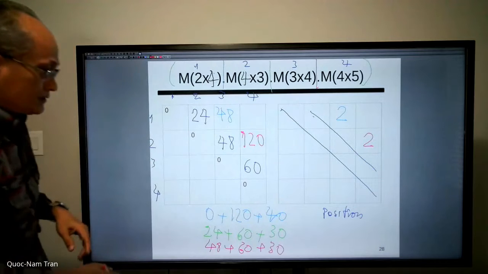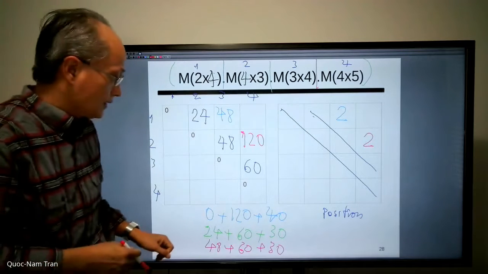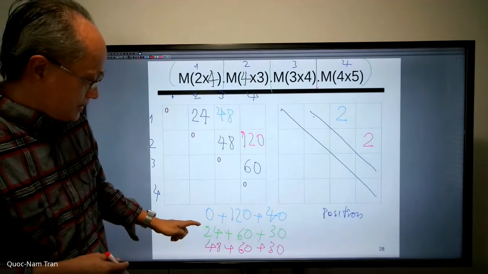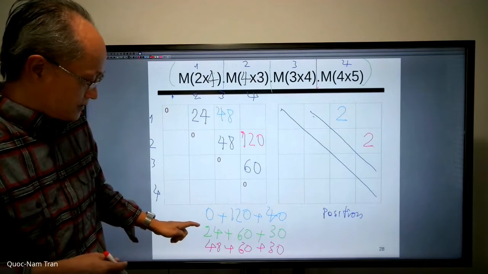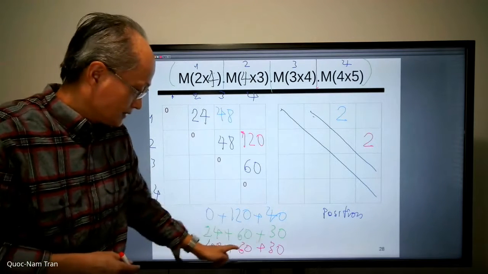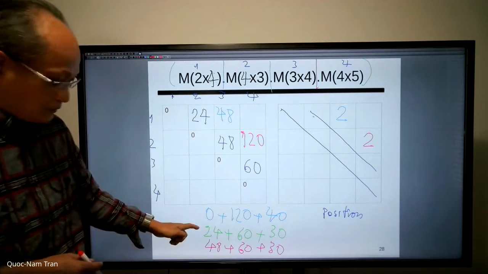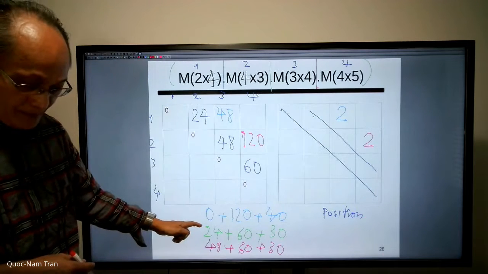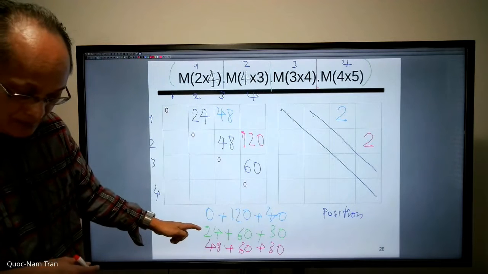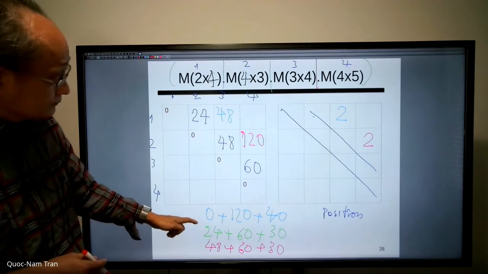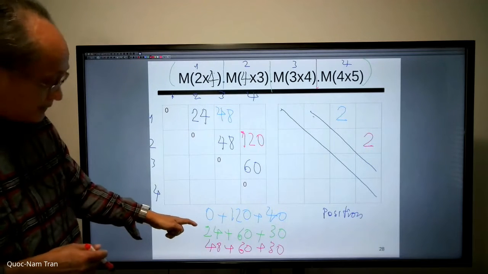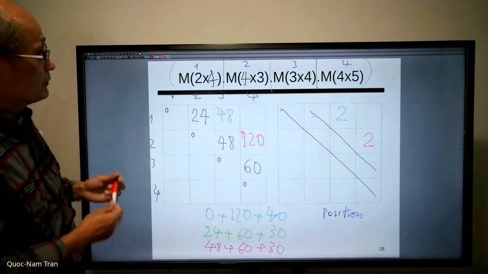Okay, so it looks like this one is smaller, right? Because here we have 60, 30, 60, 30, and here we have 24, right? So, oops, something is wrong. Let me check to see what we have.